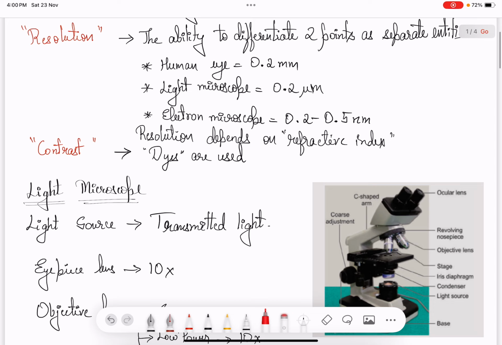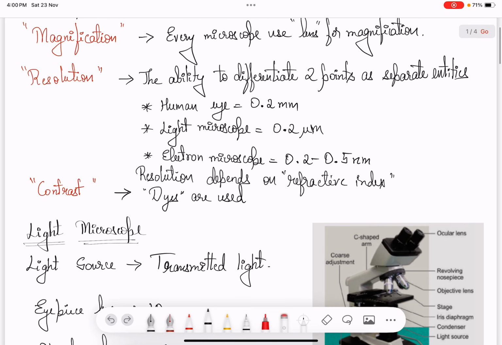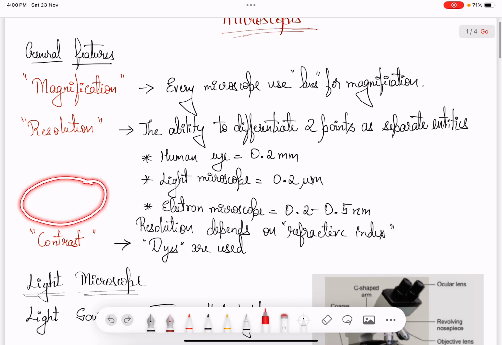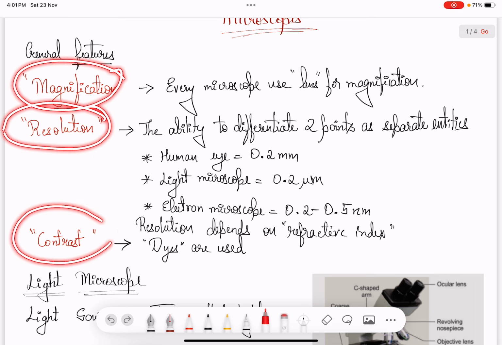Next, coming into contrast. Now, contrast: you can't see a white organism in a white background. So, if this is a white background, you can see it when you have written in the black color, this one. So, you need a proper dye so that you can see the microorganism. So, contrast is required. So, these are the three main properties: magnification, resolution, and contrast.